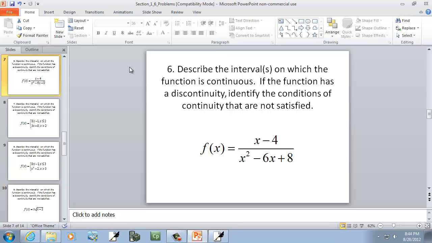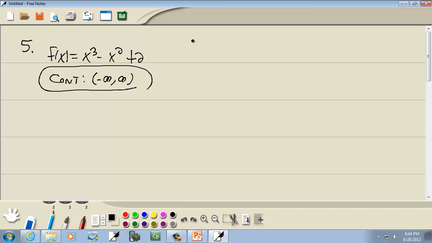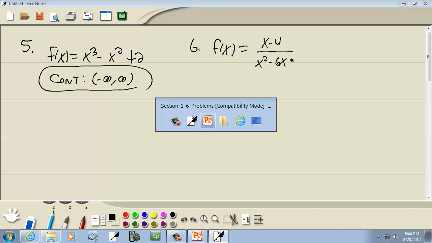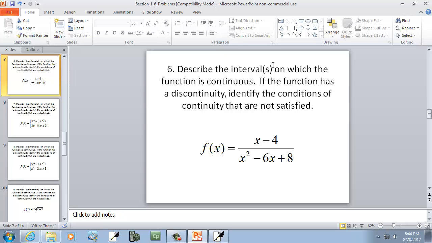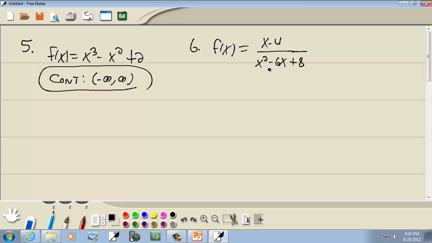Now let's take a look at this one. We got f of x is equal to x minus 4 over x squared minus 6x plus 8. Okay, we got a fraction. To find out where it's discontinuous, which is what I'm assuming there, we set the denominator equal to 0 and solve it. So I'm going to set x squared minus 6x plus 8 equals 0.